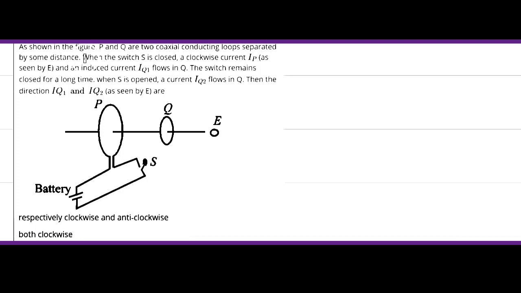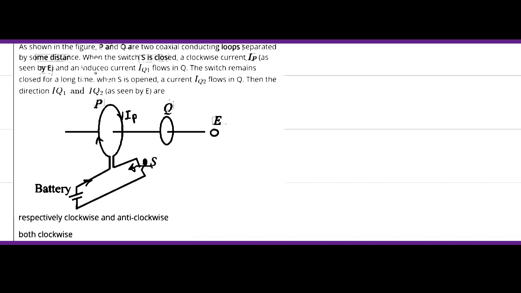In this problem, we are given that in the figure P and Q are two coaxial conducting loops separated by some distance. When switch S is closed, a clockwise current IP flows as seen by E. Okay, so E is an observer, and E observes that there is a clockwise current in the loop when switch S is closed.